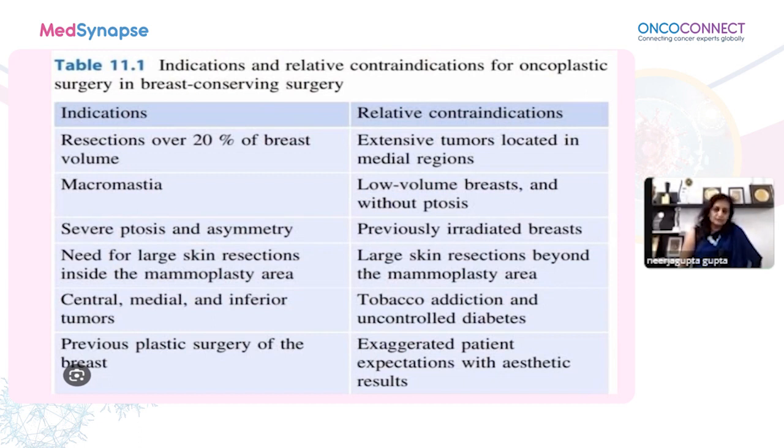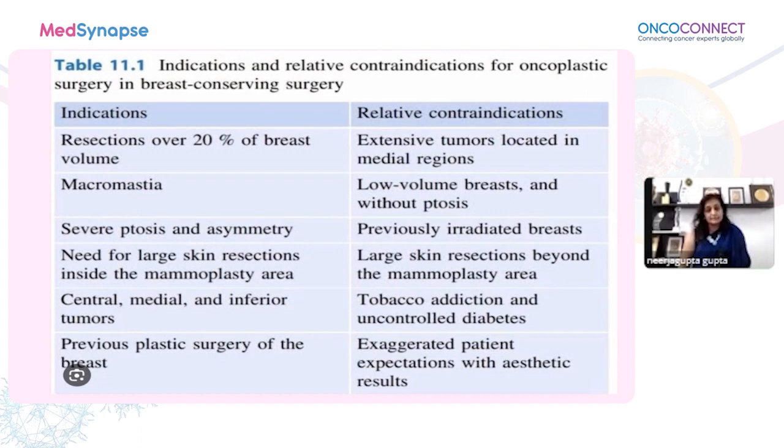For large tumors which are in the medial quadrant, the filling of the quadrant becomes difficult because the flaps are not easily rotated into that quadrant from the lateral chest wall. So such tumors may be a relative contraindication to oncoplasty.